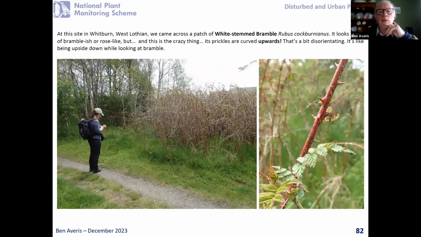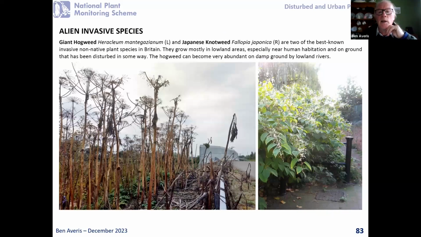And odd things, I'd never heard of this until we saw it near Whitburn. It's like a bramble thing with prickles going the wrong way, bent upwards instead of down. And the white stem bramble, the stems aren't really white, but those prickles are extraordinary. This is near the end now.